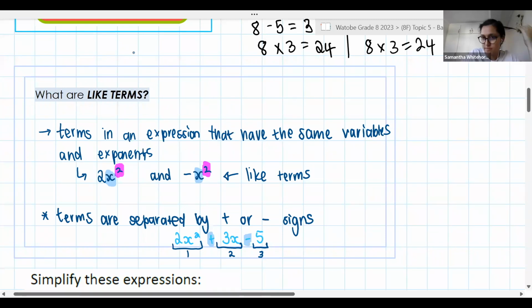Okay. And guys, terms are important because as we start to simplify, we need to know whether or not we're adding or subtracting the terms. And we need to know whether or not they're like terms.